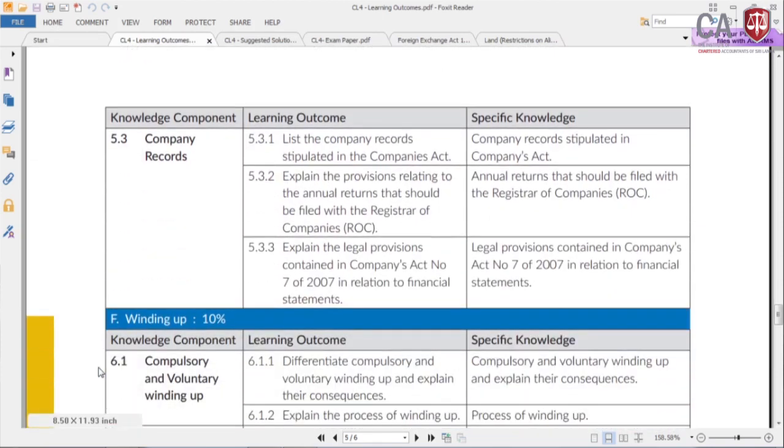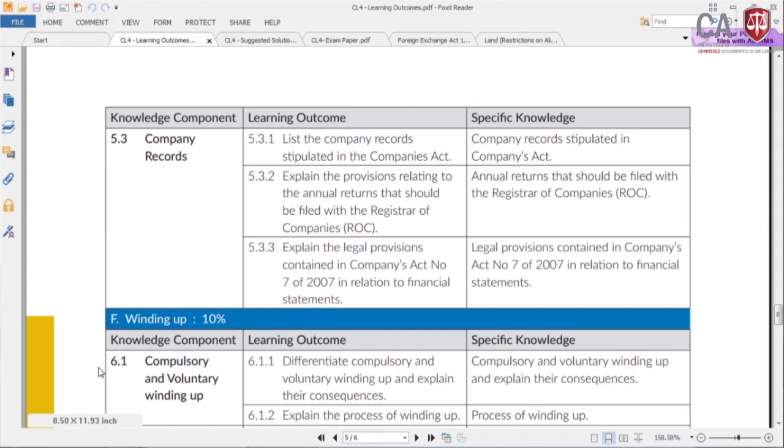Then with regard to company records, you have a knowledge on listing the company records stipulated in the Companies Act, and having specific knowledge of company records stipulated in the Companies Act.